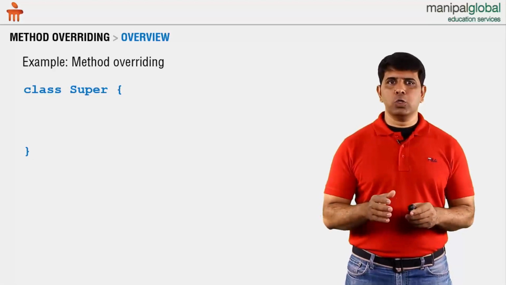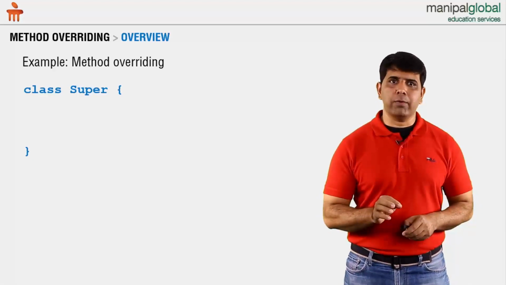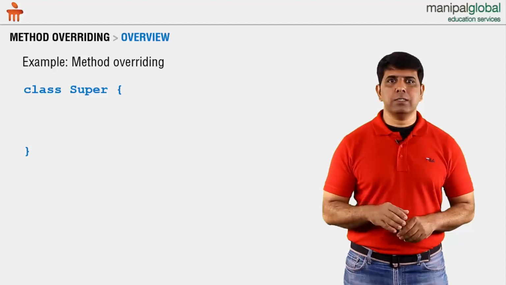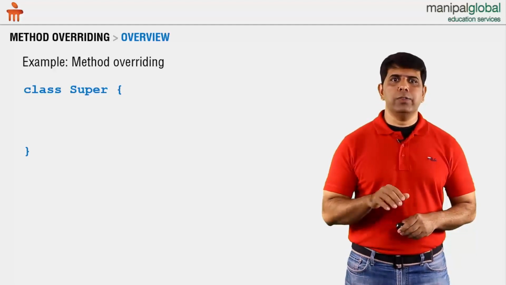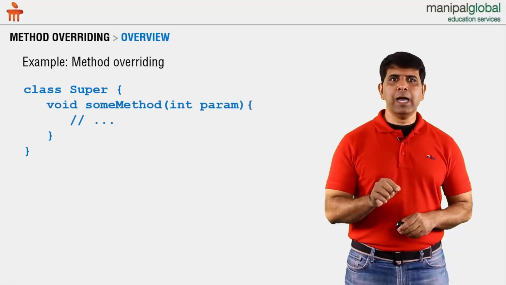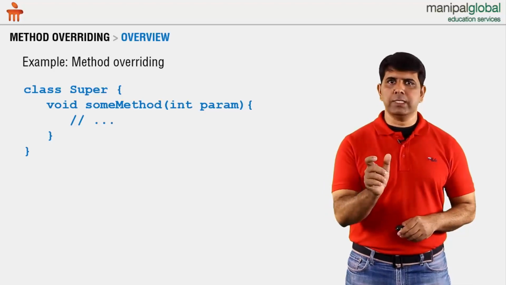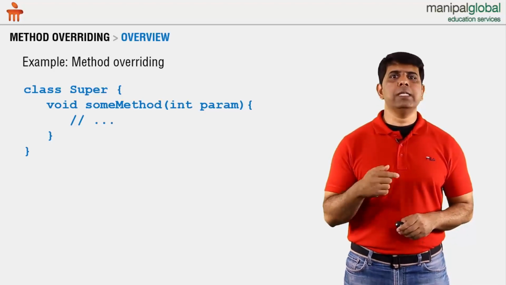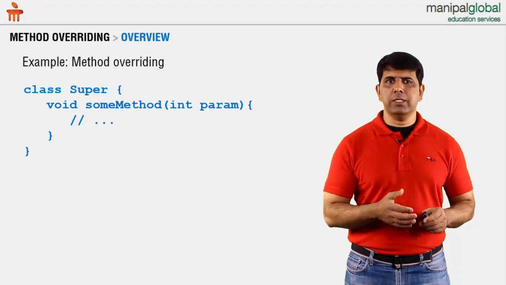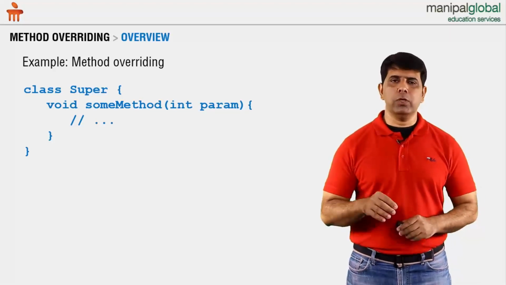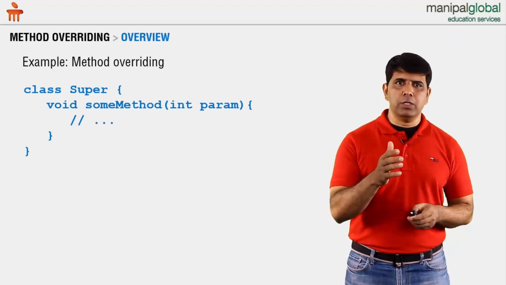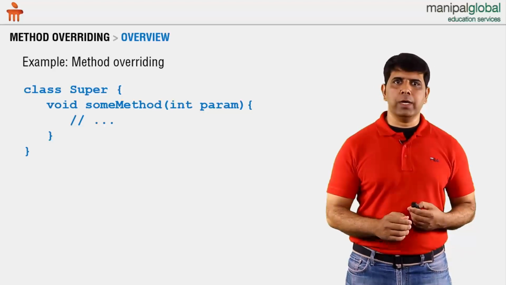Consider a class called Super. Now Super here is not a keyword, by the way, it's just a class name. S is in capital letter, right? So this is just a class name. Now I have some method named sum method which takes an int parameter and doesn't return anything, it's doing some work. So you can always create a variable called Super s1 equals new Super and call s1.sumMethod, that is okay.